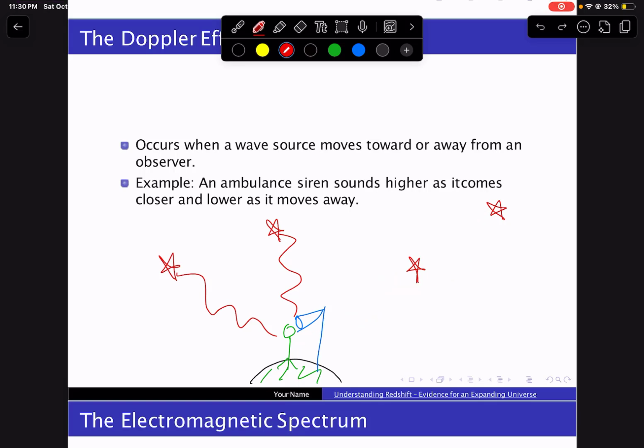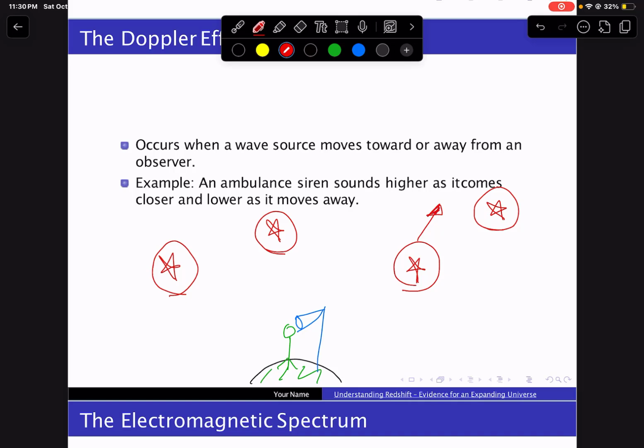Now we will observe whether the waves are being stretched or compressed. If we can understand that, we will understand whether the source of light or source of waves here is moving away from the earth or moving towards the earth. This is what we have to find out.